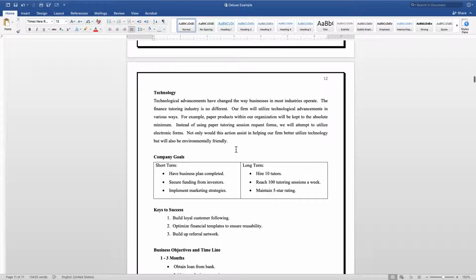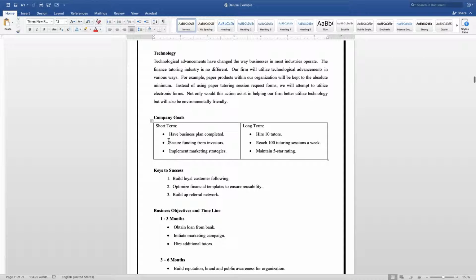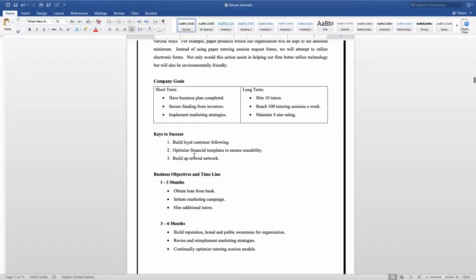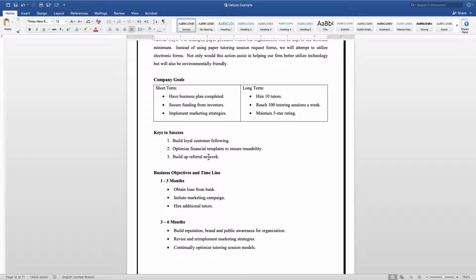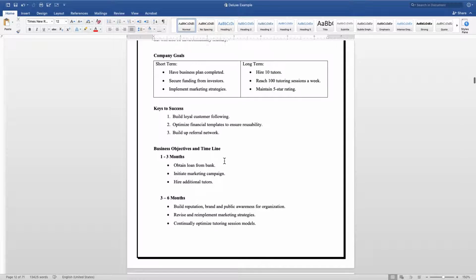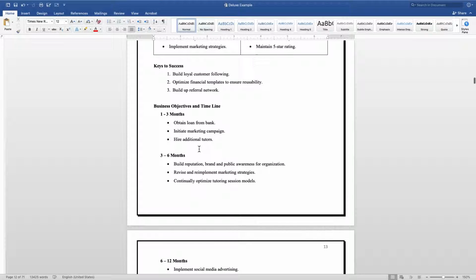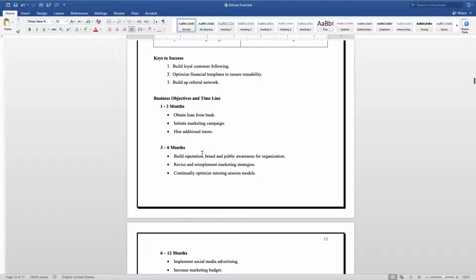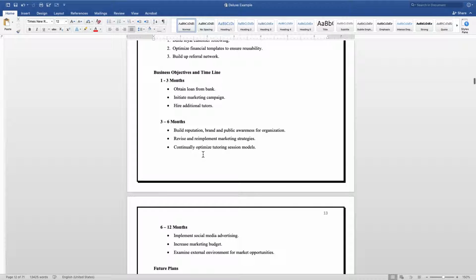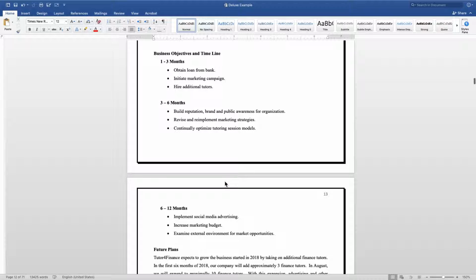Once that's done, now you're going to start going into some company goals, short-term and long-term. Keys to success. Now, again, we're going broad, we're going general. Talk about some of the keys to success, and then give some business objectives on a timeline. What are you going to do for the first 3 months? What are you going to do for 3 to 6 months, and then 6 to 12 months? Make it brief. We want to accomplish this, this, and this for the first 3 months, and then 3 to 6 months you want to accomplish this, this, and this.